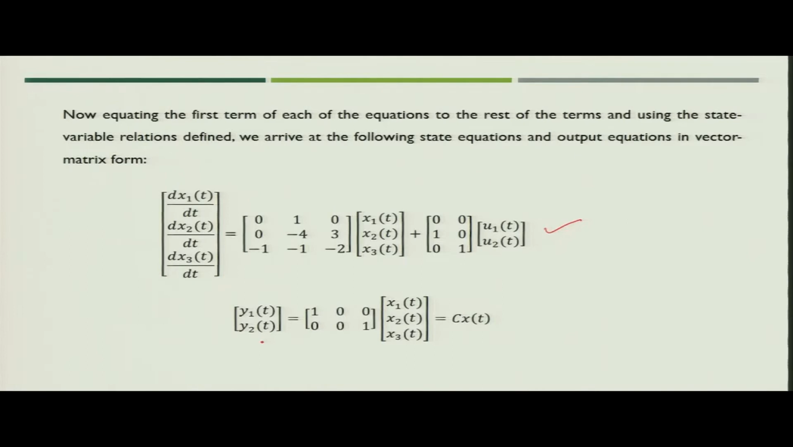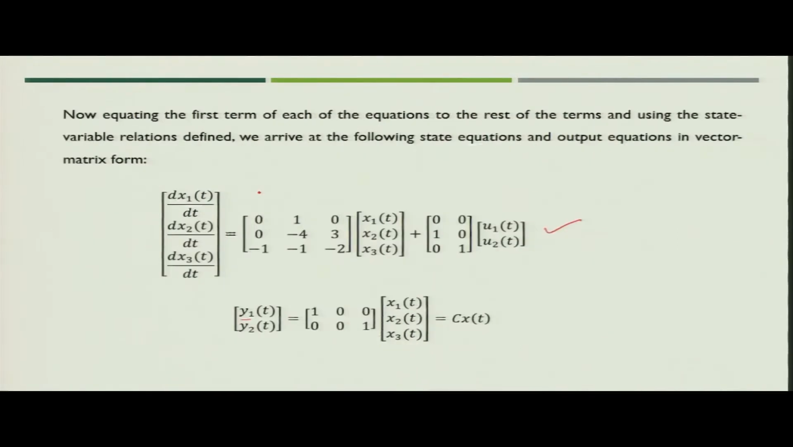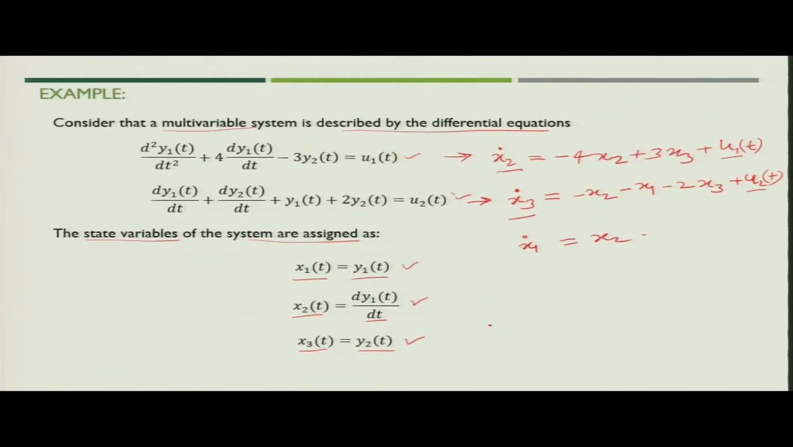Similarly, the output equation, if you see, the output is y1 and y2. So, these are the two variables which we only have in the differential equation. So, we take y1 and y2 as an output. Now, y1 y2 has to be represented in the form of the state variable, that is x1 x2 x3. So, y1 is nothing but x1 and y2 is nothing but x3. So, this we have defined in our initial assumption.